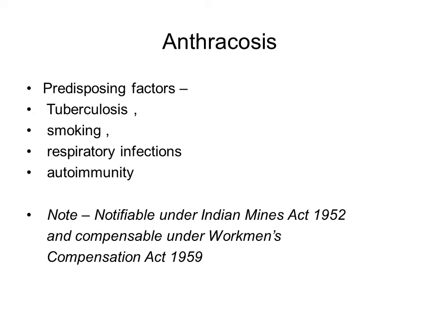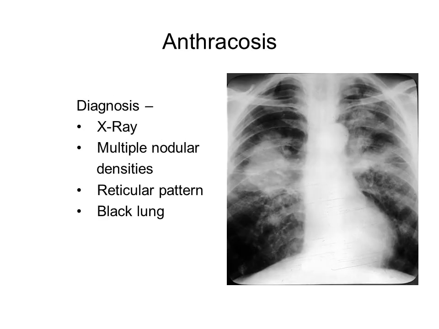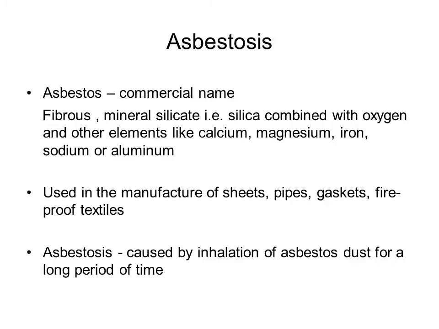Again, anthracosis is a notifiable disease as per the Indian Mines Act 1952 and is compensable under the Workmen's Compensation Act of 1959. I have already mentioned these things in my classes on occupational health, where I dealt with occupational health legislations, right? What are the complications? I have already mentioned. First is tuberculosis, then chronic obstructive pulmonary disease, emphysema, pulmonary hypertension resulting in cor pulmonale or right heart failure, Kaplan.